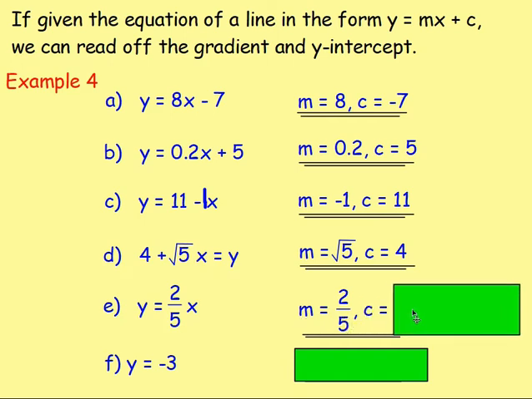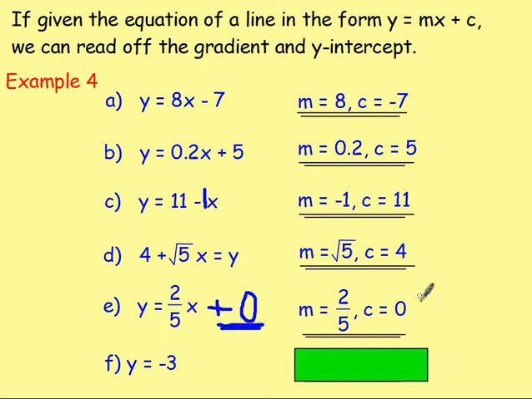And what would the y-intercept be? What do you think, Magic? Zero. Perfect, you're not adding anything on. You could just easily write that as 2/5 x, add 0. You can see there's absolutely nothing there, so the number on its own is just 0. Well done, Magic.